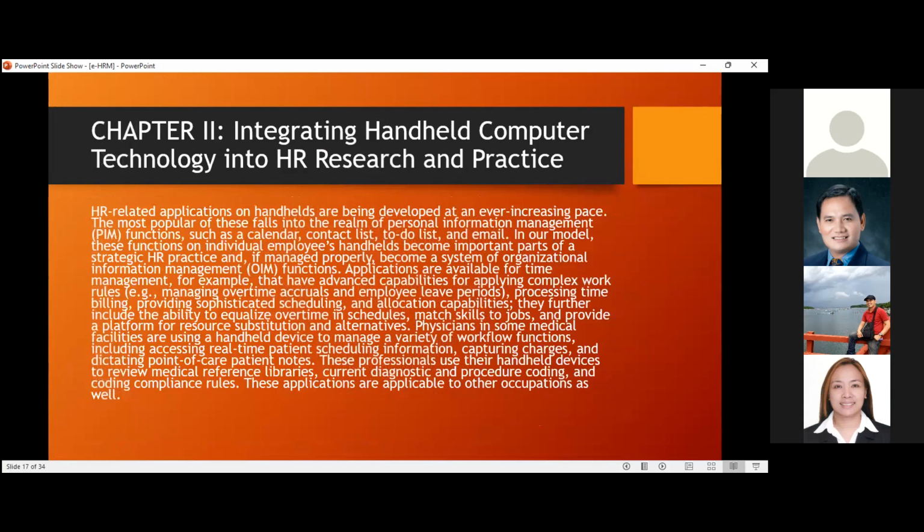Chapter 2, Integrating Handheld Computer Technology into HR Research and Practice. HR-related applications on handhelds are being developed at an ever-increasing pace. The most popular of these fall into the realm of personal information management functions such as calendar, contact list, to-do list, and email. In this model, these functions that individual employees handle become important parts of a strategic HR practice and, if managed properly, of organizational information management functions.